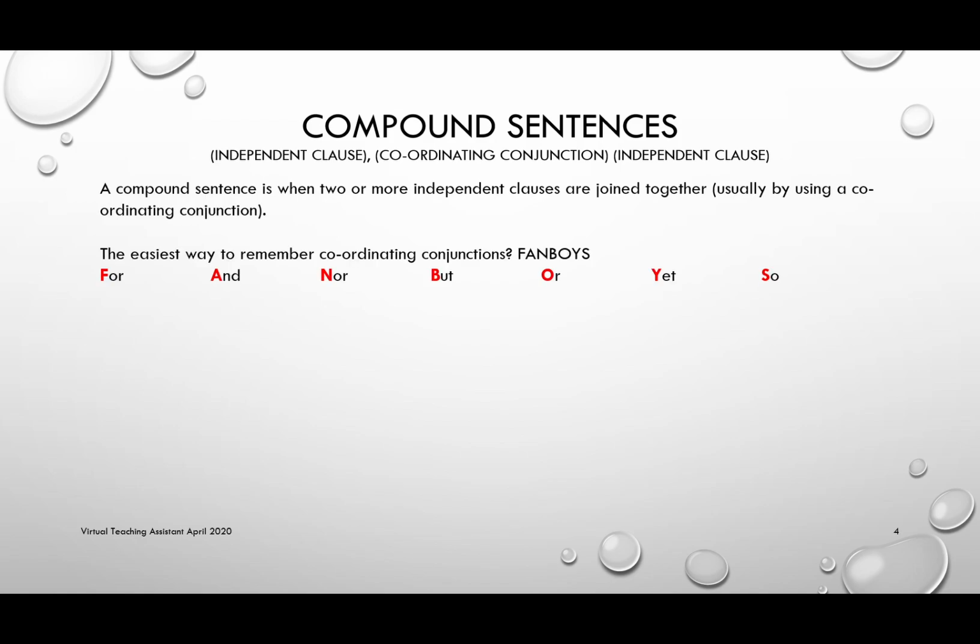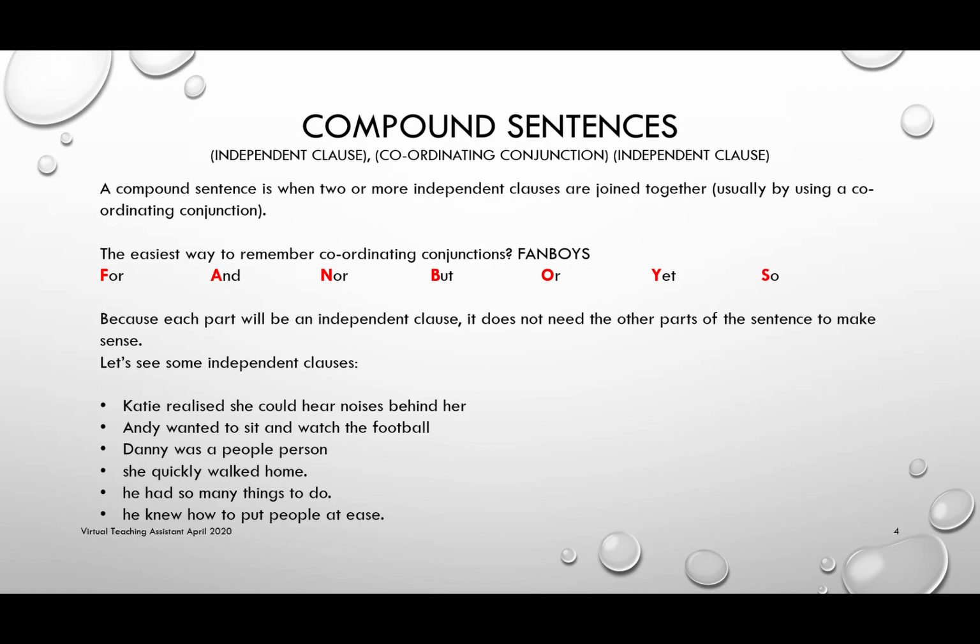Now the easiest way to remember your coordinating conjunctions is the word fanboys. There you go. That is an acronym for for, and, nor, but, or, yet, so. Because each part will be an independent clause, it doesn't need the other part to make sense. Let's see some independent clauses. So Katie realised she could hear noises behind her. Andy wanted to sit and watch the football. Danny was a people person. She quickly walked home. He had so many things to do. He knew how to put people at ease.